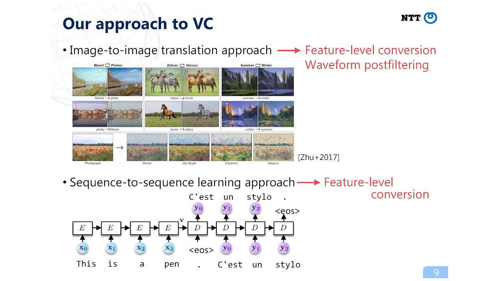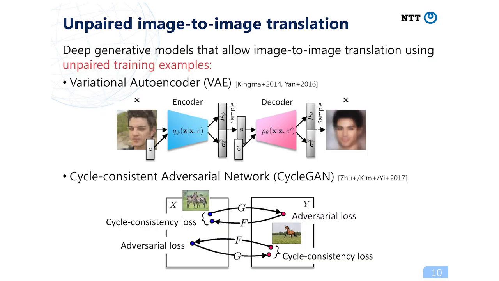So to design the feature-level conversion and waveform post-filtering techniques, we focused on two approaches. One is the image-to-image translation approach, and the other is the sequence-to-sequence learning approach. So I will talk about these approaches in the following slides.